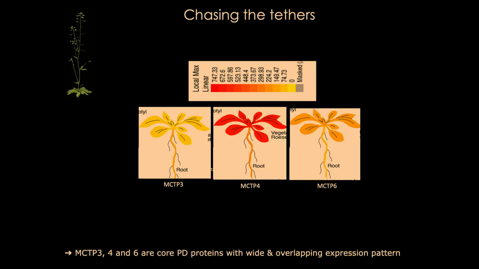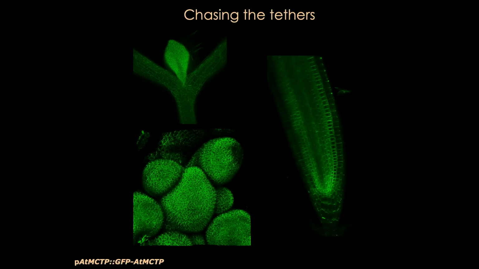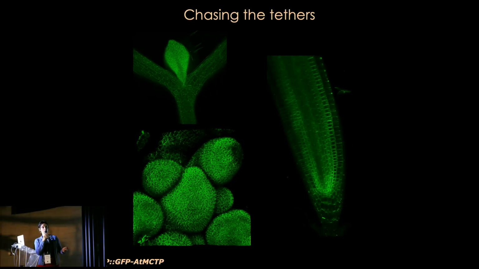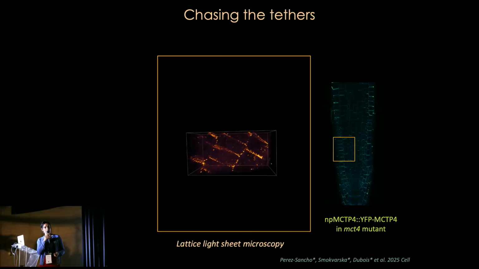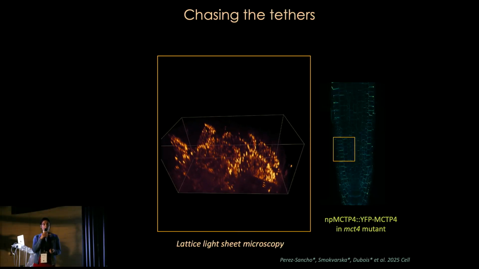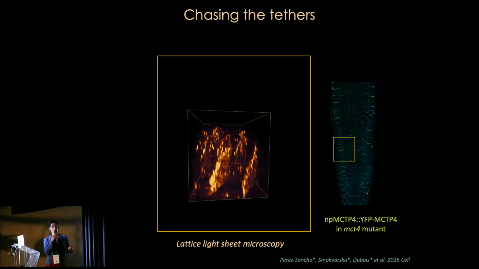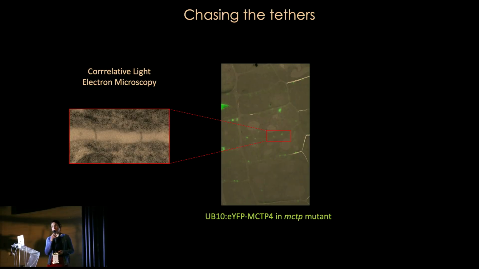Those 3 members, they express broadly. This is something we've checked by translational GFP fusion in the leaves, in the root, in the shoot apical meristem. And when we zoom into the cell, we see in the localization pattern, these are functional GFP-YFP fusions, so they can complement the loss of function mutant. You see these tiny dots at cell-to-cell interface. This is now another view with lattice light sheet microscopy, where you see those little puncta between cells. Those little dots correspond to plasmodesmata.